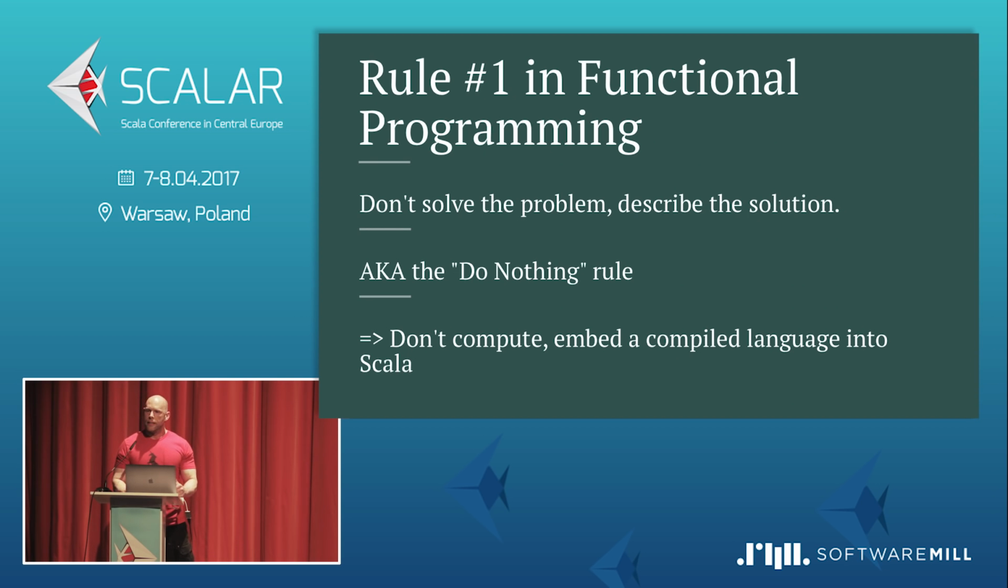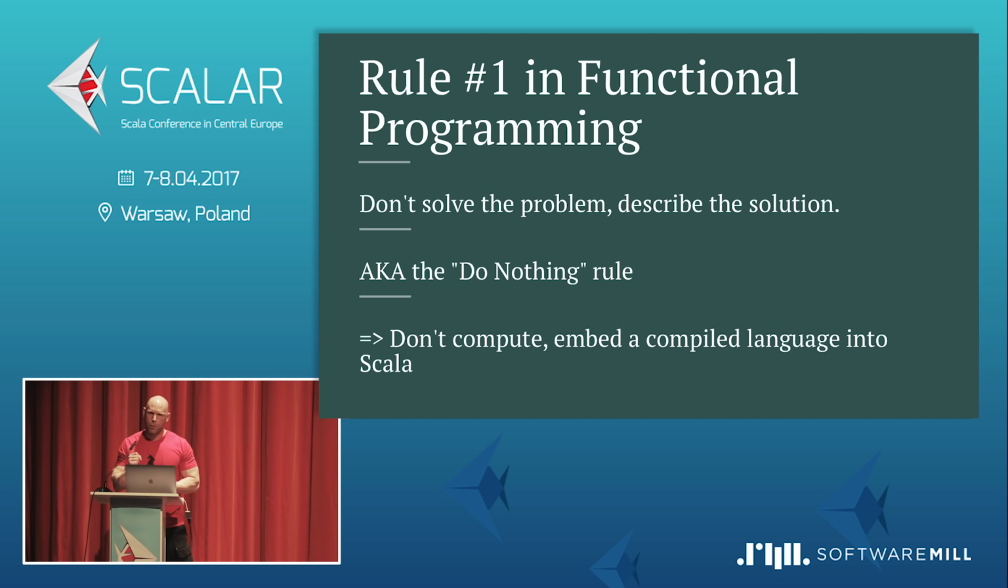How would we solve this if we were approaching this from the mindset of a functional programmer? Well, we functional programmers, when presented with a problem, like to say, don't solve the problem, describe the solution to solving the problem, AKA the Do Nothing Rule. And that makes sense, right? Functional programmers are lazy. Why should we do something when we can just talk about the solution? And in this particular case, what that means is don't compute.